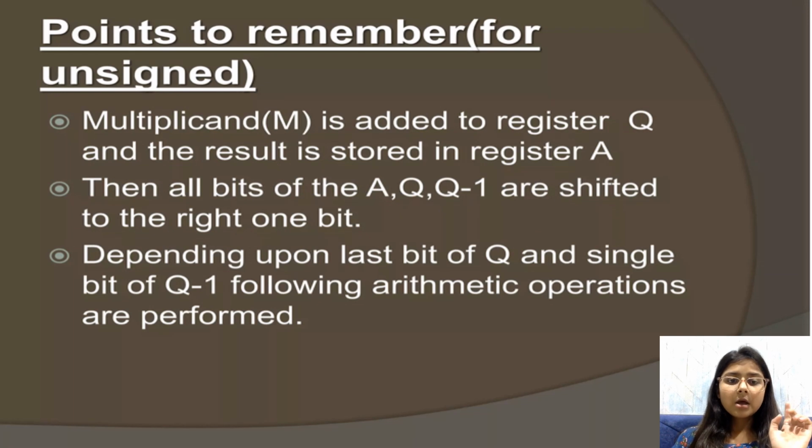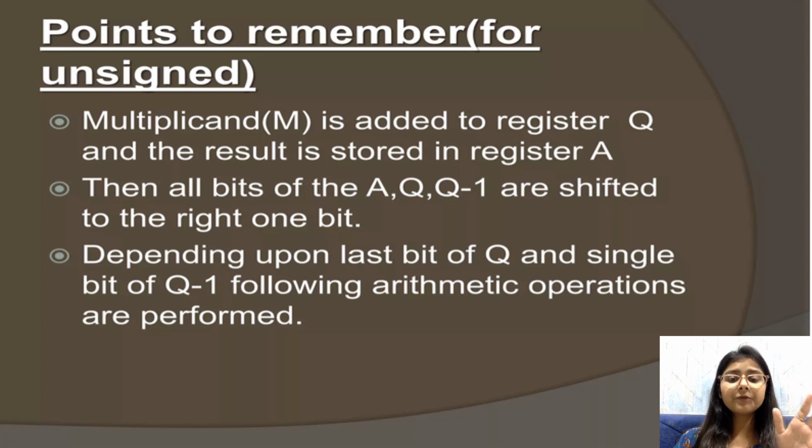Okay, so the multiplicand M is added to register A and the result is stored in register A. A is your accumulator register, and all the bits of A, Q, Q minus 1 are shifted to the right by one bit. So basically we are performing an arithmetic right shift over here. Depending upon the last bit of Q and the single bit of Q minus 1, the following arithmetic operations are performed.